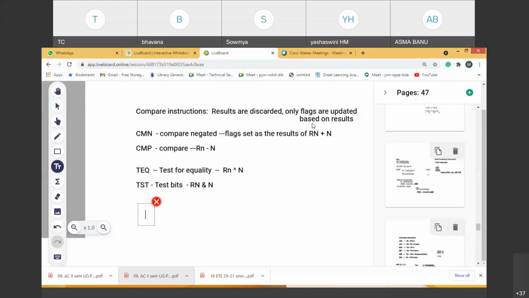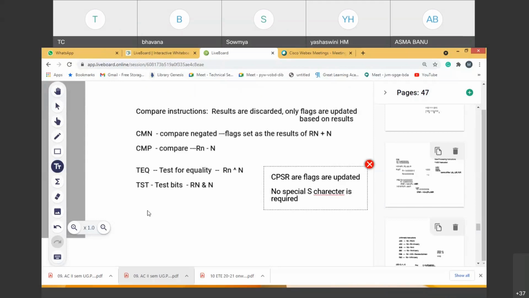Remember, flags are updated, as I said. CPSR contents are updated. CPSR flags are updated by this instruction. Okay, no special S character is required. Please remember, automatically this instruction updates the CPSR value. That's the difference. No need of writing CMPS or TEQS. Automatically it only updates the flags. That is the interesting nature of this.